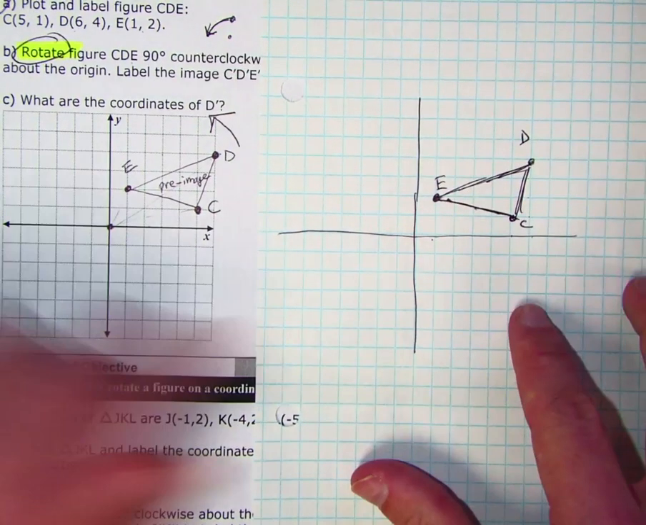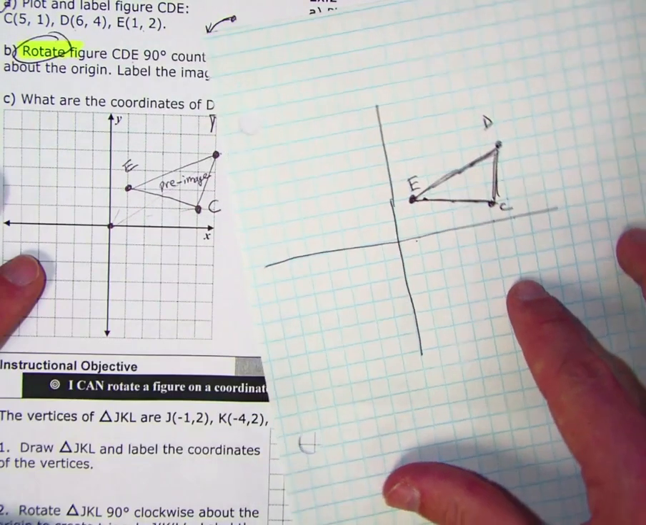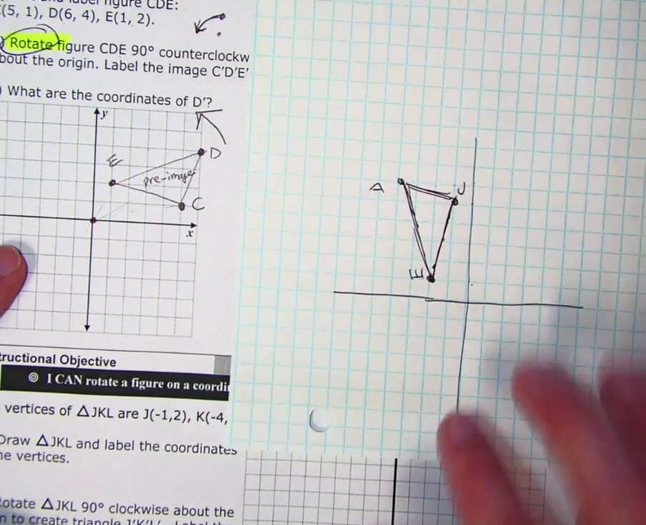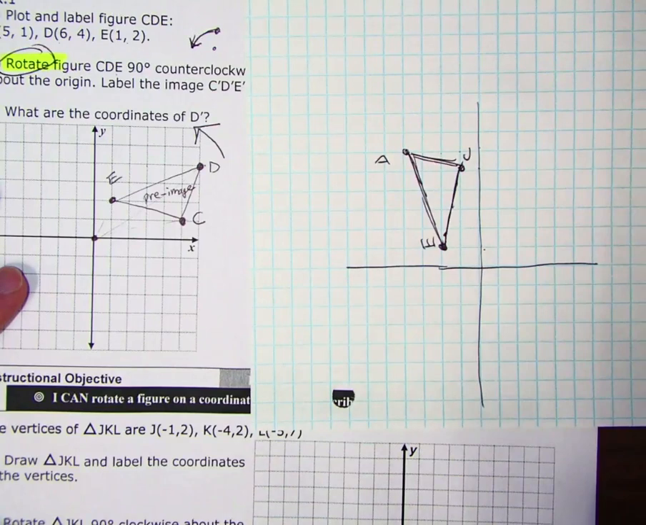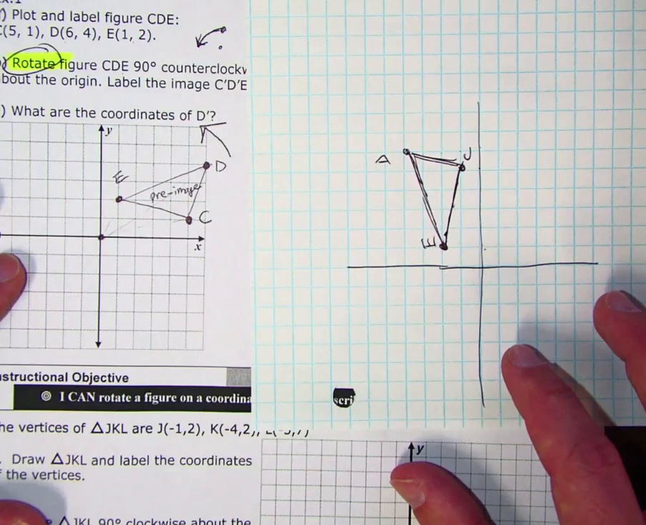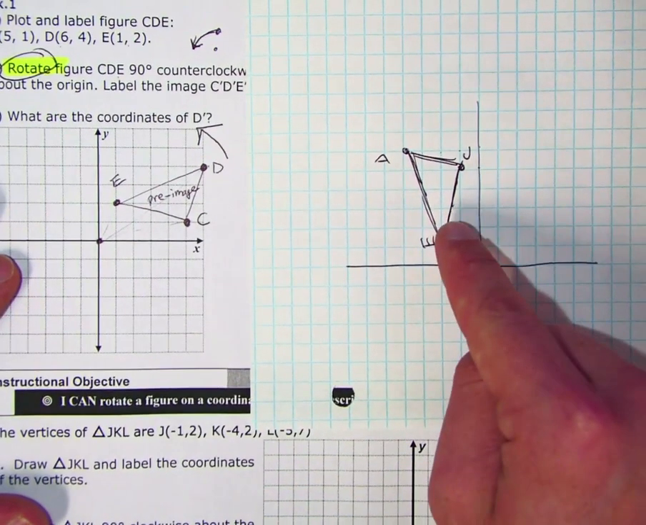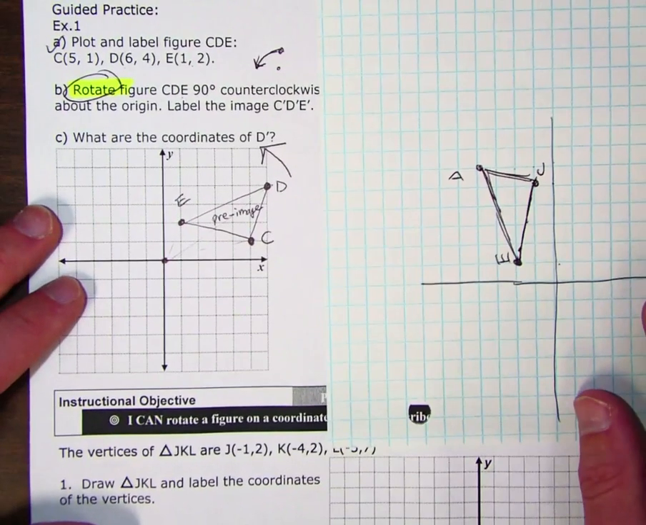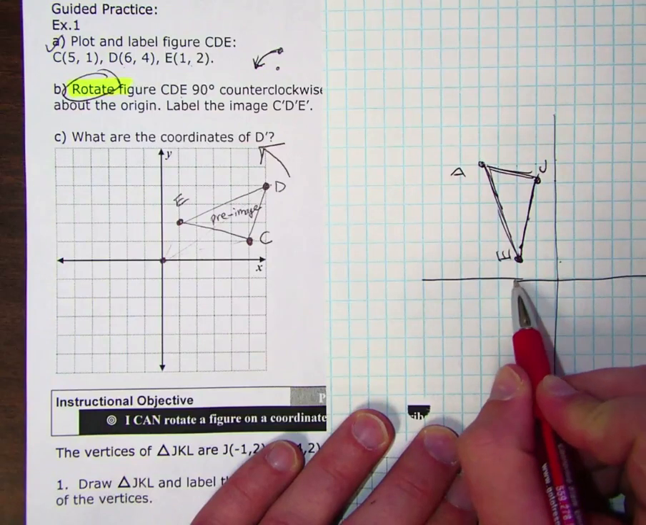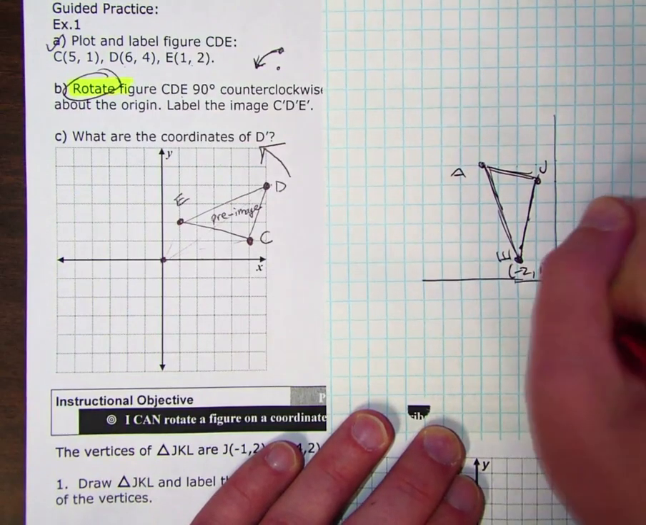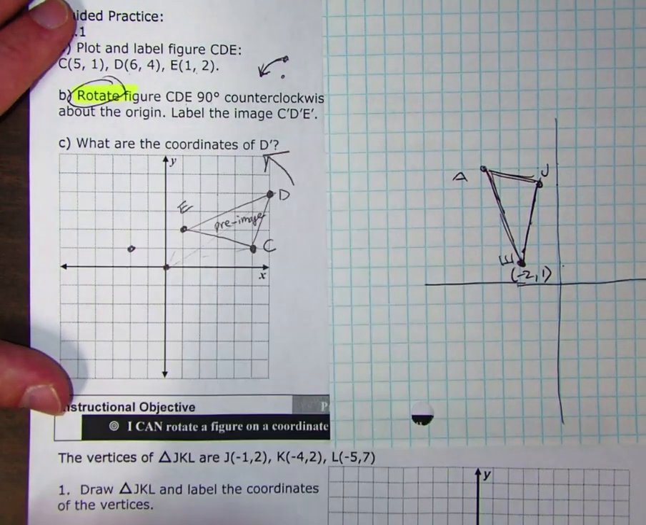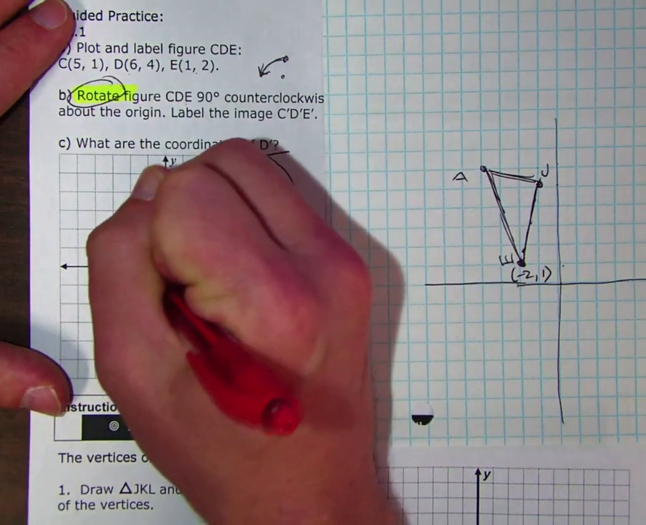Counterclockwise. So here I go around the center. That's 90 degrees. I only did a quarter turn. That's 90 out of the 360. Where is this right now? Well, let's just plot them. It looks like E, which is now E prime, is at -2, 1. -2, 1. So let's go plot that point. -2, 1. This is E prime.